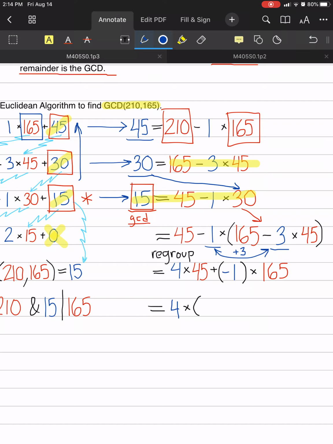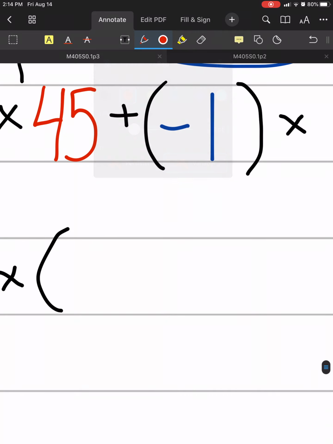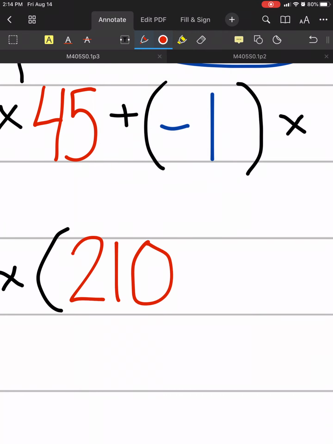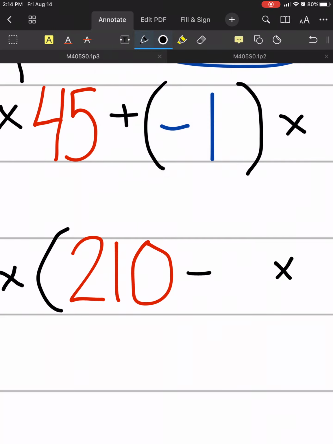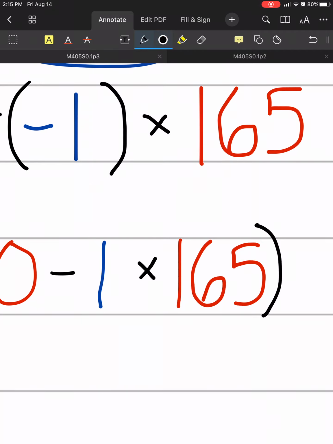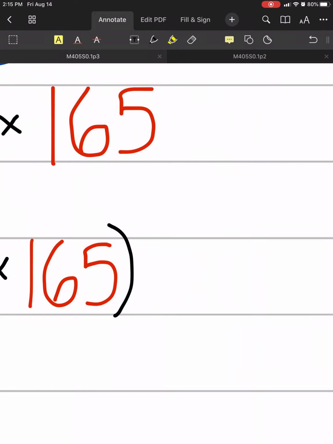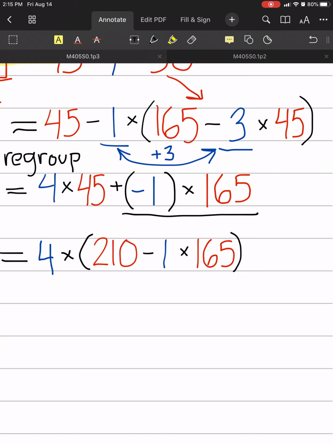Oops. Okay. So this should be 210 minus 1 times 165, and then we have this other part still to deal with. That's already in terms of one of the numbers we need, so let's go ahead and leave it.